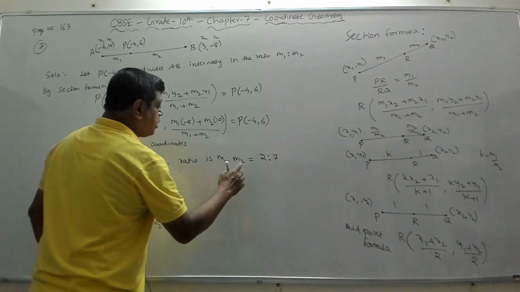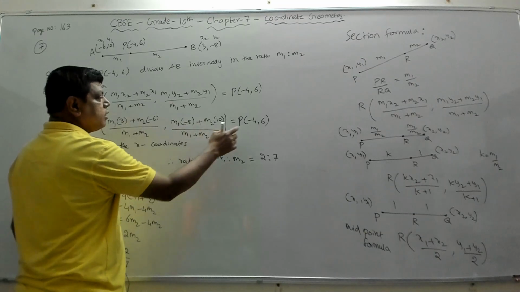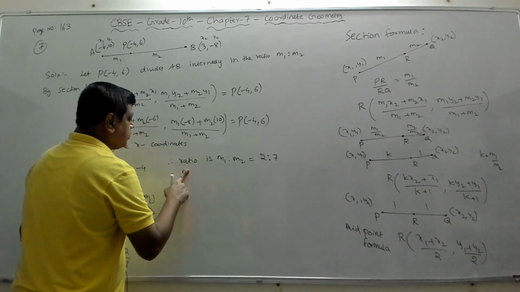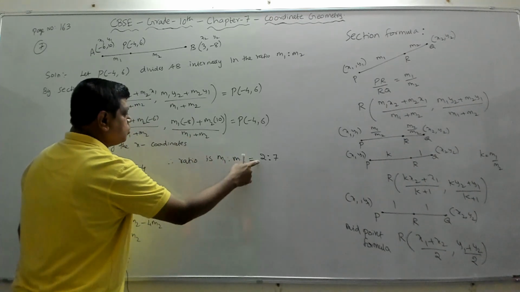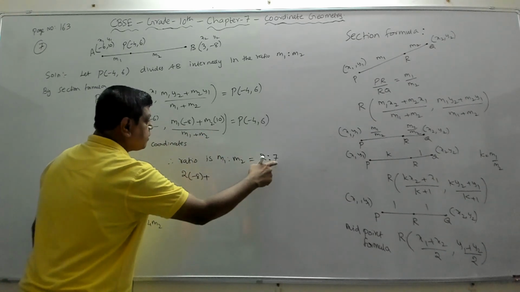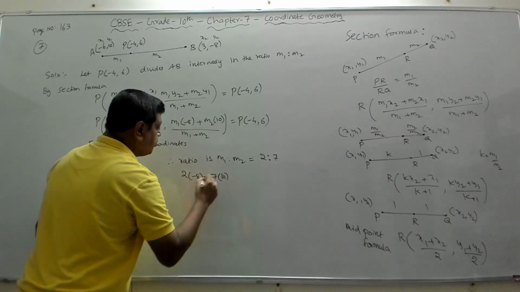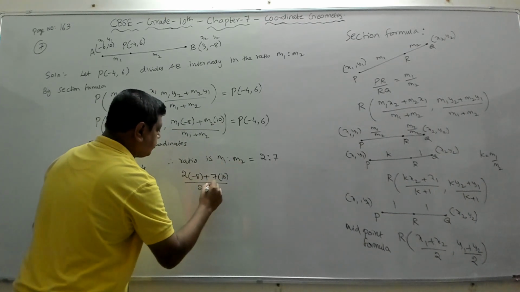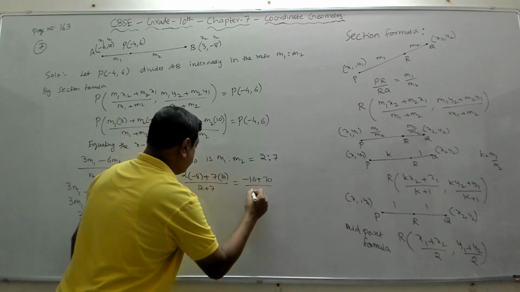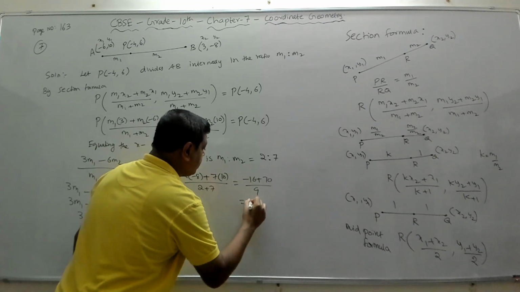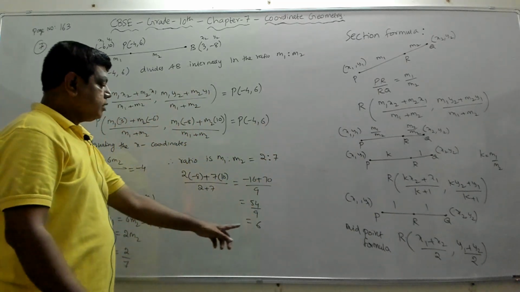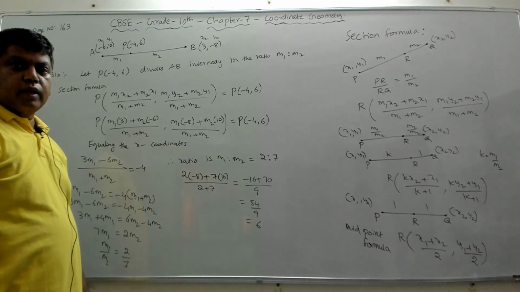Right? So if we substitute m1 as 2 and m2 as 7 in this, it should match with the y coordinate. So let's find the y coordinate. Let's substitute here, m1 is 2. So 2 into minus 8 plus m2 is 7, 7 into 10, by 2 plus 7. That will be equal to minus 16 plus 70 by 9, which is equal to 54 by 9. And 54 by 9 is 6, which is matching with this y coordinate. Right? It's coming as 6, which is matching. Therefore, our answer is right.